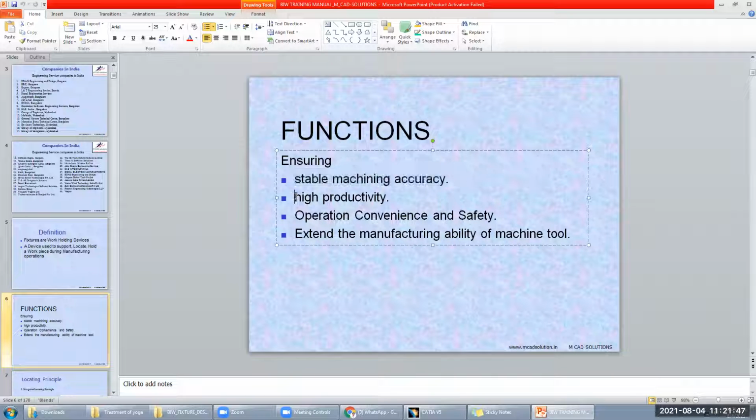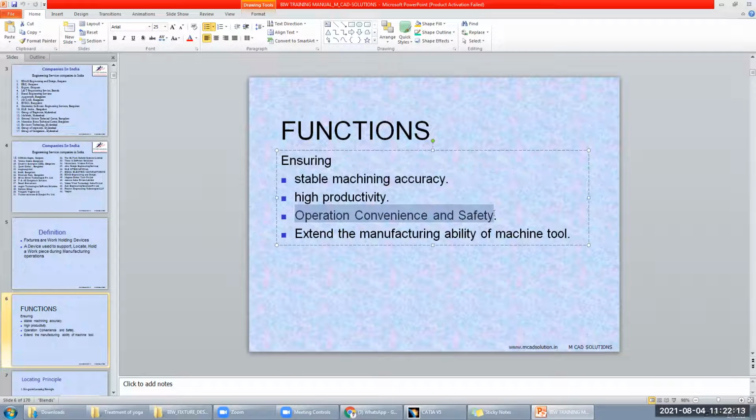Then second thing, if we want to create a number of parts for mass production, suppose in 1 hour we want 10 to 15 or 20 parts drilled exactly at the same location, without using a fixture we cannot achieve this. That is for high production, mass production. We want a fixture so that the time of clamping and holding will be reduced.